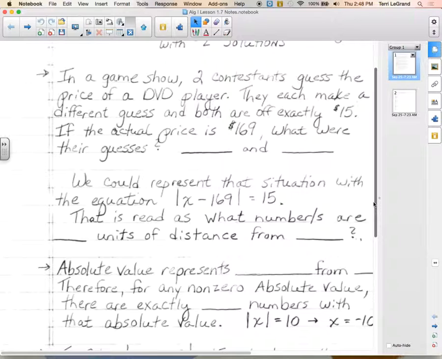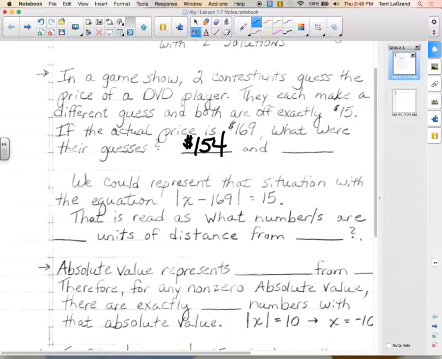So Russell, what's one of them? 154. Okay, one of them guessed $154. How did you get that, Russell? I took 169, subtract 15. You took 169 and you subtracted 15. You said going away from it to the left. In other words, the guy that guessed too low guessed $154.